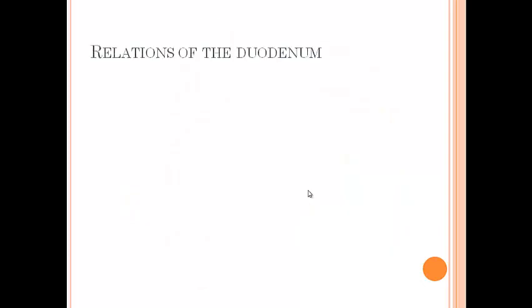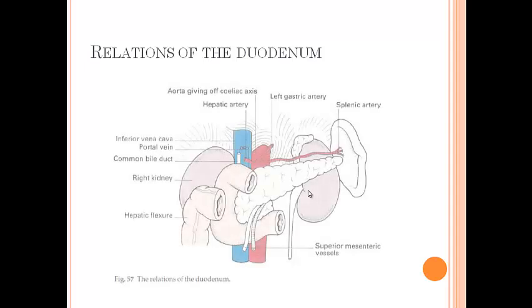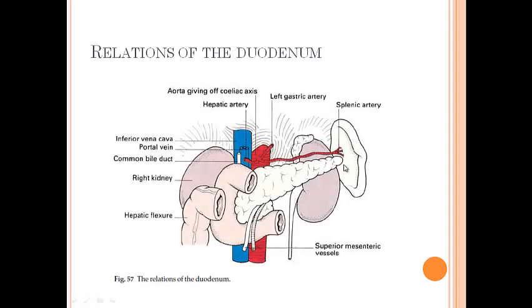So, in terms of relations and the organs that come in close contact with the duodenum, let's just look at it in this picture here. First and foremost, we've already mentioned how the head of the pancreas comes in close contact with the curve of the duodenum, and you can see that it's lodged in that curve right there.